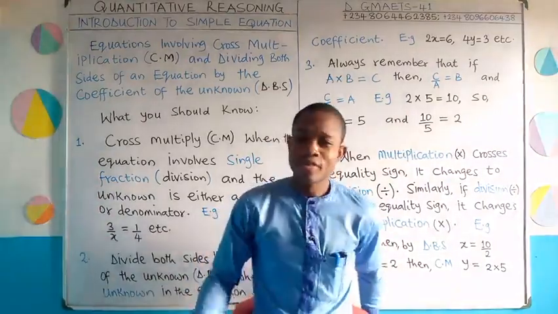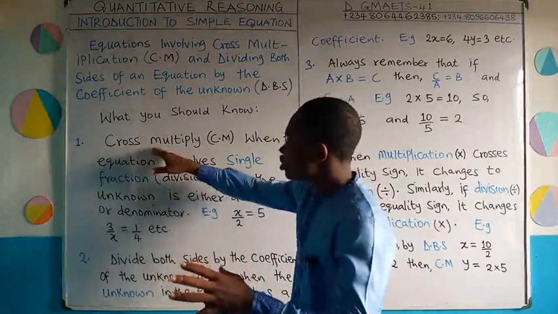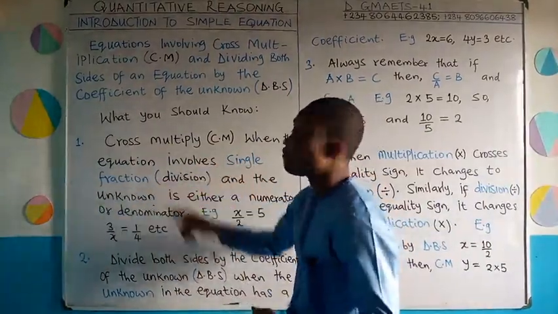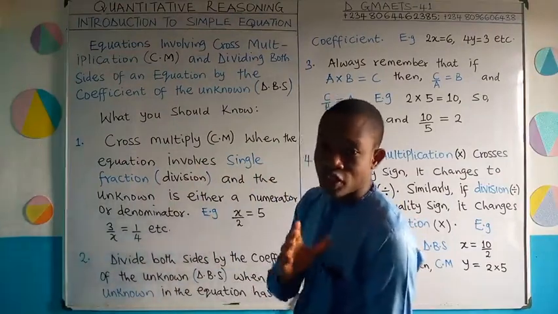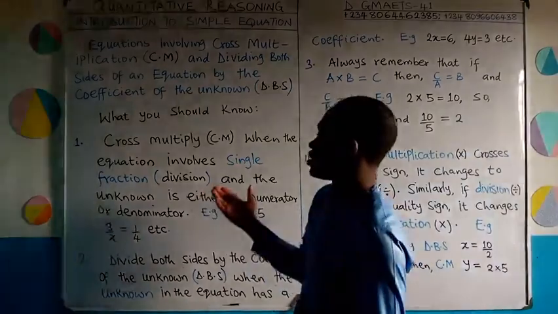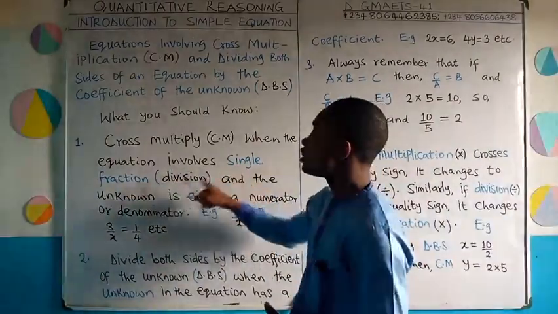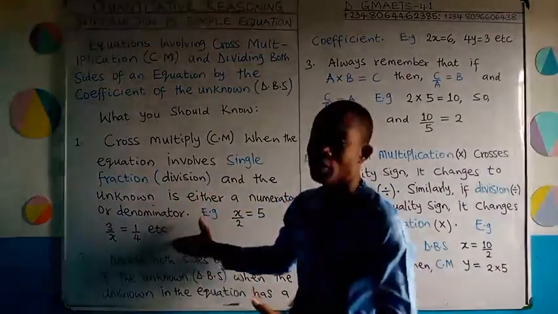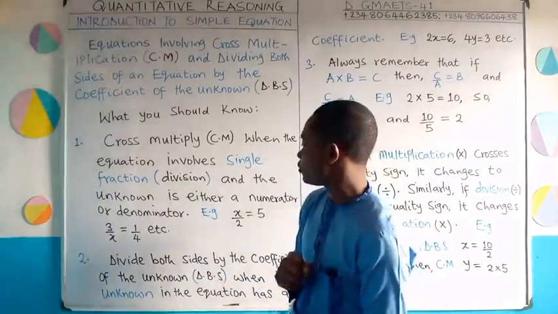Let us look at them. The first is that you should cross multiply when the equation involves a single fraction. Once you hear fraction, division comes to your mind, so we can say when the equation involves division. When I talk about a single fraction here, I will explain that further as we move on. I have an example here to use in explaining what I mean by single fraction.